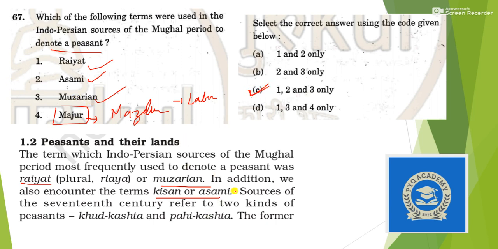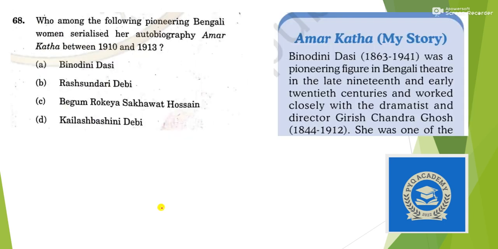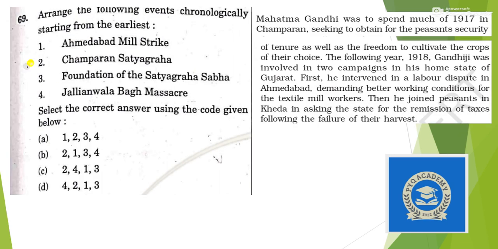Okay. In the next page you will get the information related to Mazur in the same chapter. So again you get a direct question. Next, again a direct question. Who among the following pioneering Bengali women serialized her autobiography Amar Katha between 1910 to 1913? So you can see here Amar Katha, my story, written by Binodini Dasi. So answer here is option A. A very easy question.